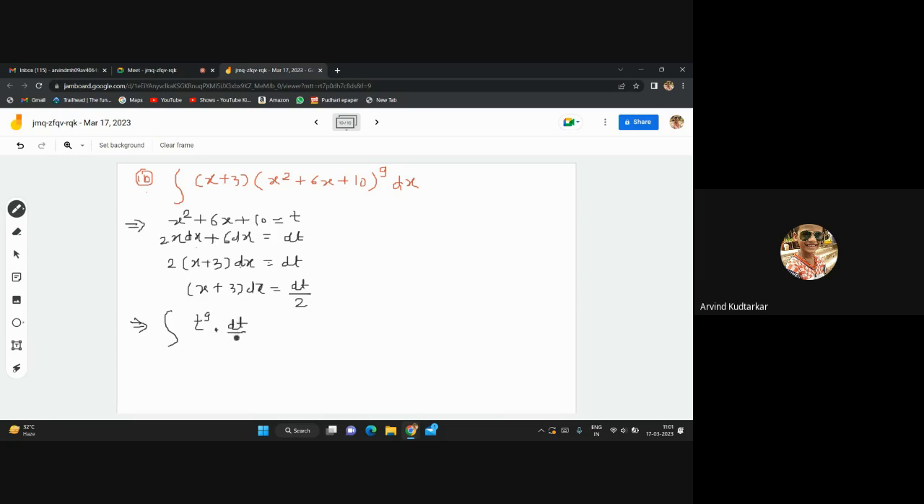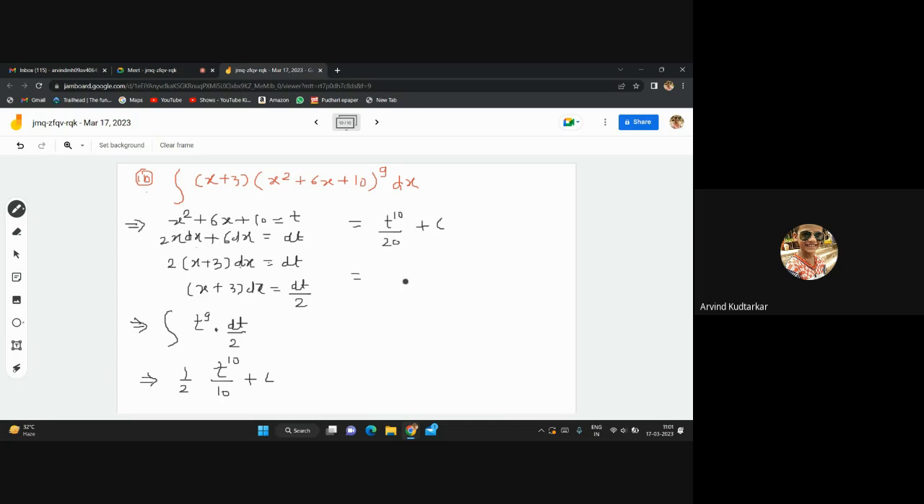Now 1 by 2 is a constant and the function is algebraic, an index function. How to get the integral? The integration is t raised to 10 upon 10 plus c. So 10 into 2 is 20, so t raised to 10 upon 20 plus c. And what is that t? t is x square plus 6x plus 10.